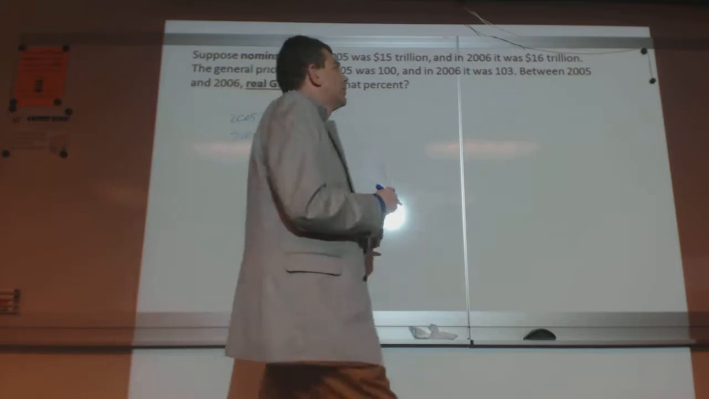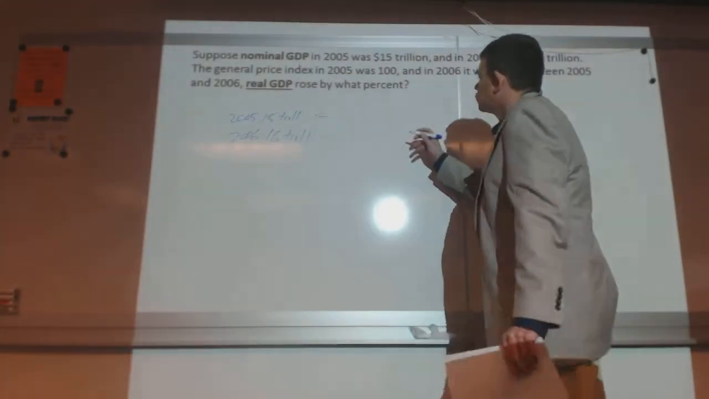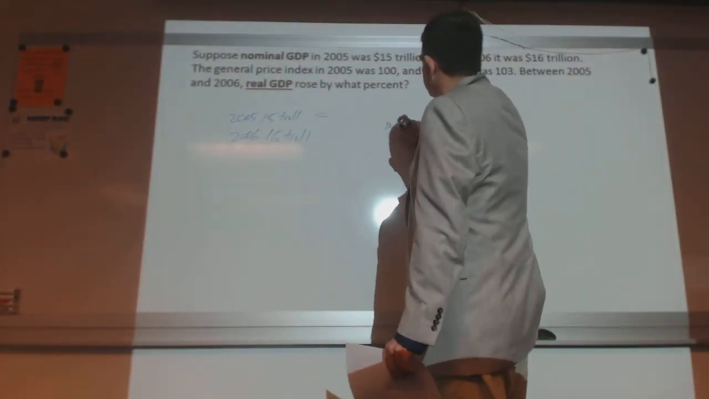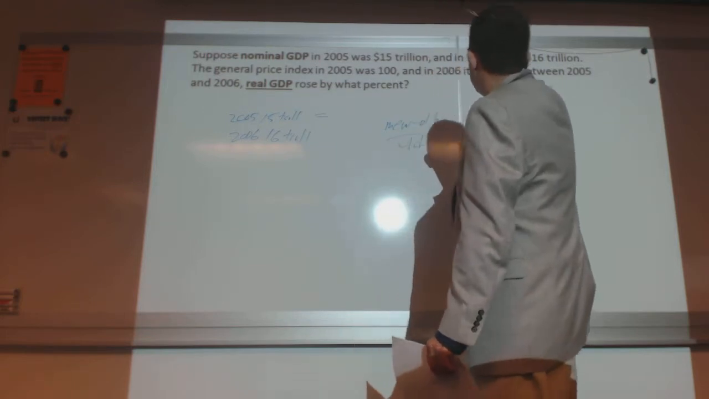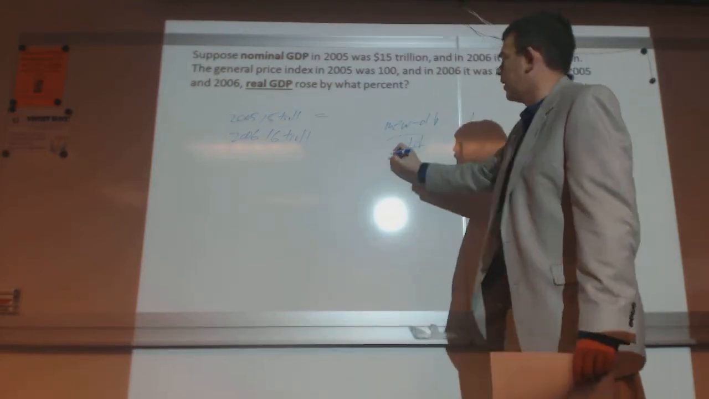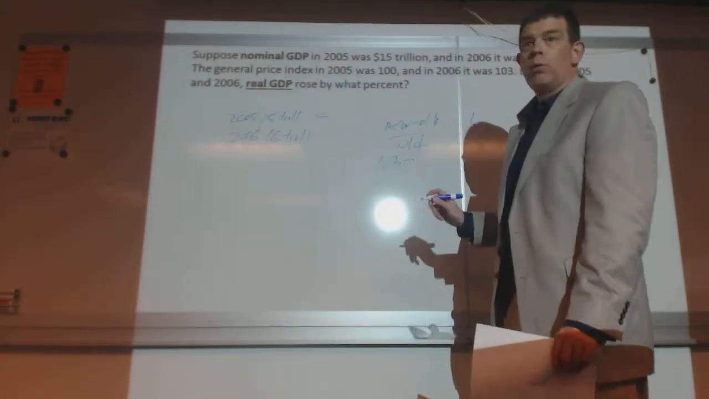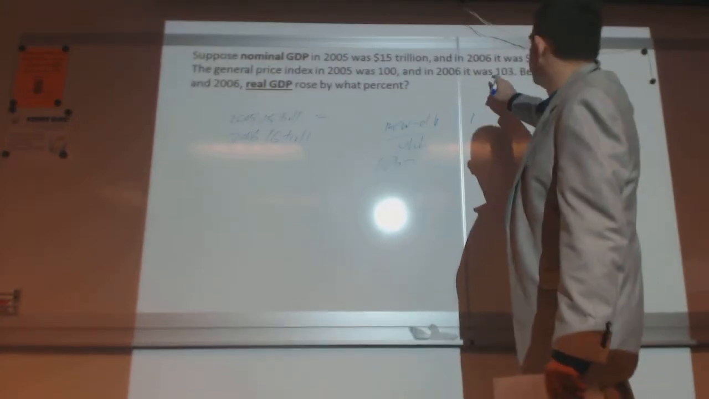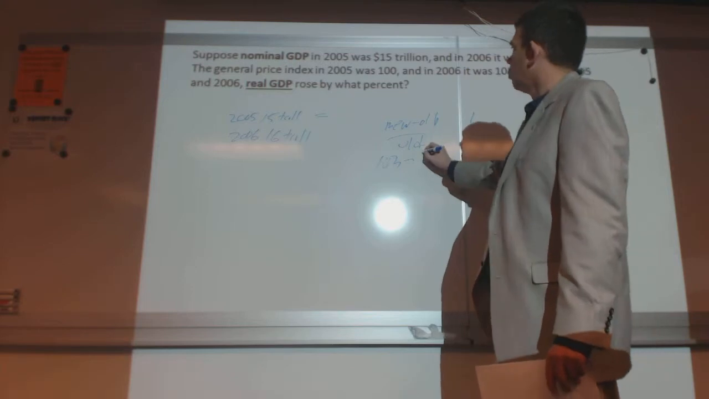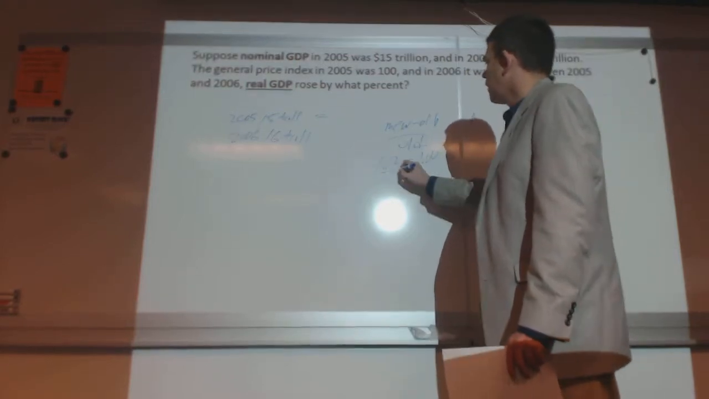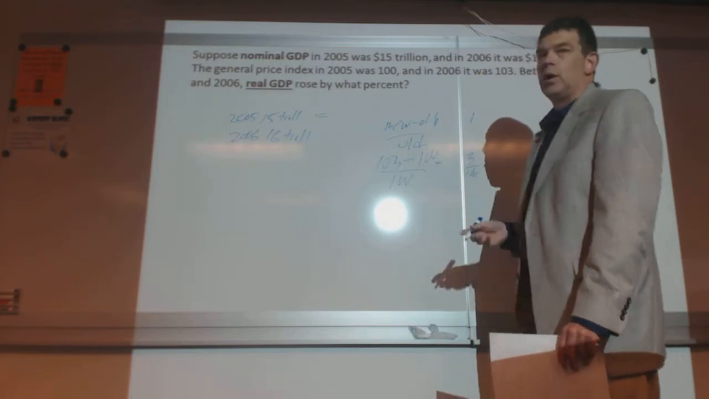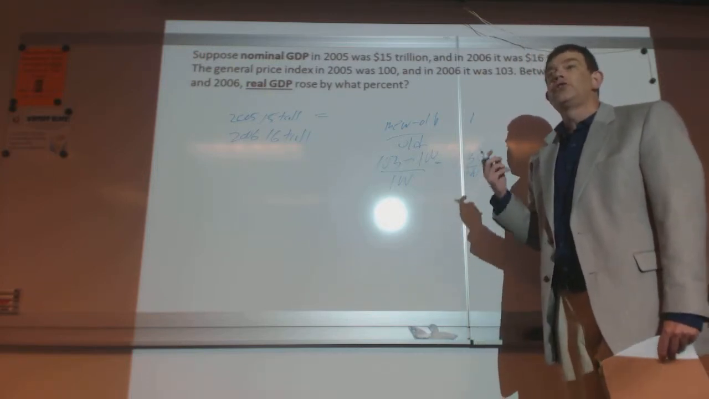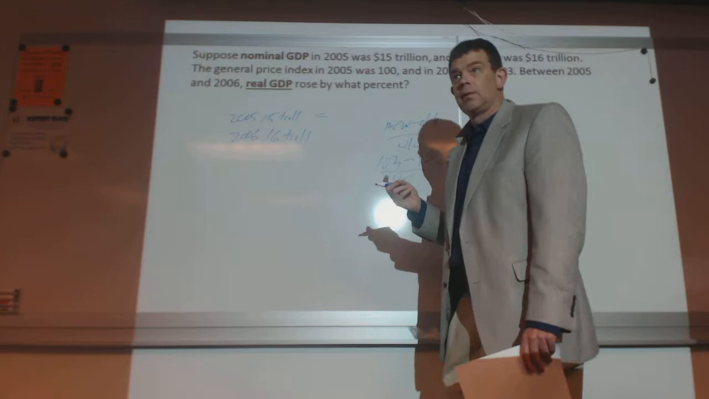First, we've got to figure out what the inflation rate is. It's always new minus old over old. It went from 100 to 103, so the new price index is 103. That's 3 over 100, or 3%. The inflation rate is 3%.